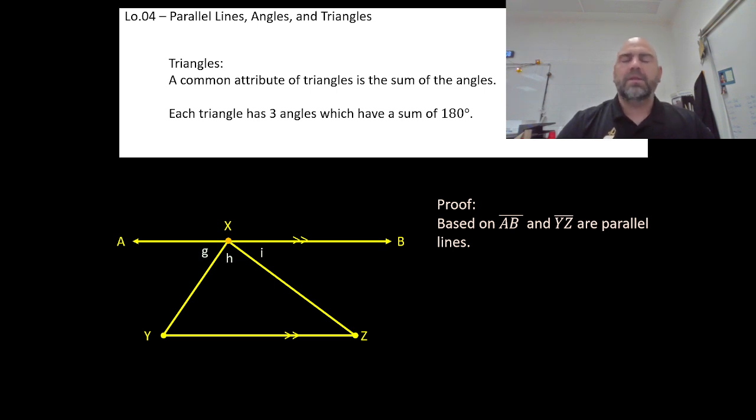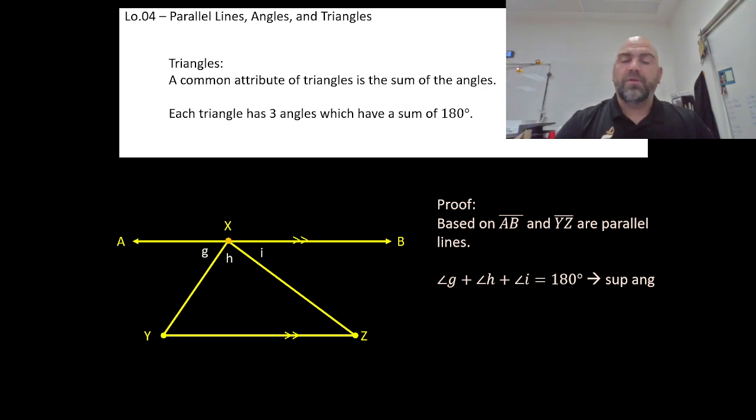The letters are completely arbitrary, but they happen to be different, which is important. G, H, and I form three separate angles which are going to add to 180 degrees because they are supplemental angles on the line AB. So any angles along the line AB are going to add up to 180 degrees. In this case, it happens to be three angles, G, H, and I.